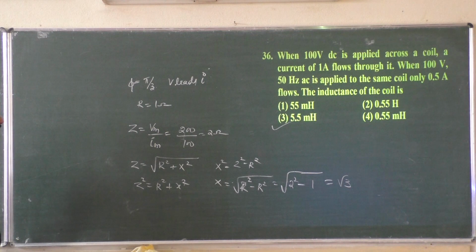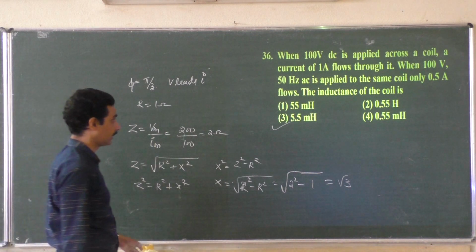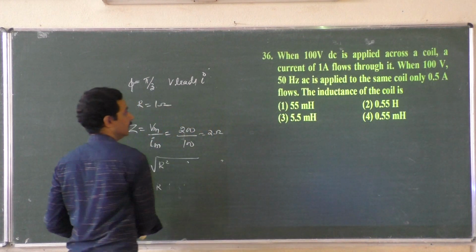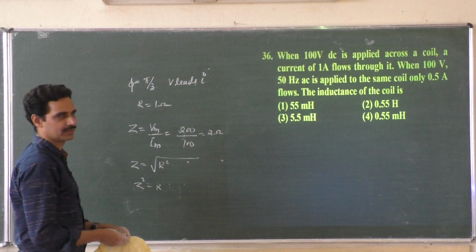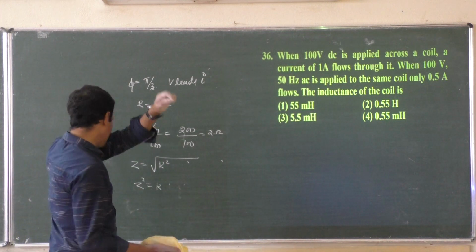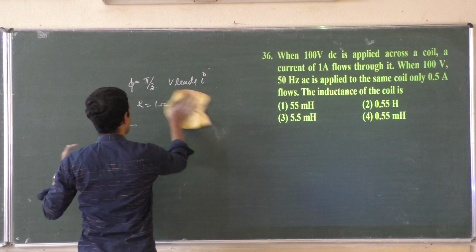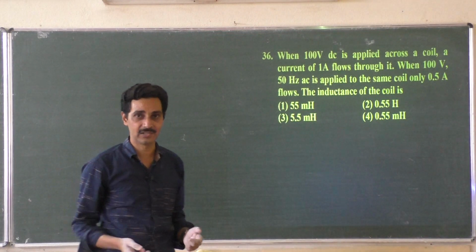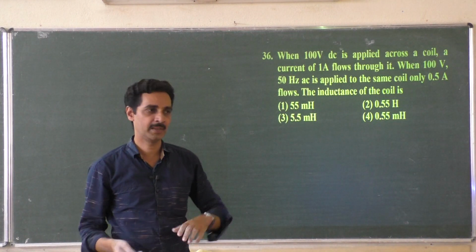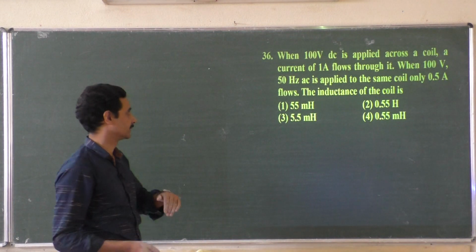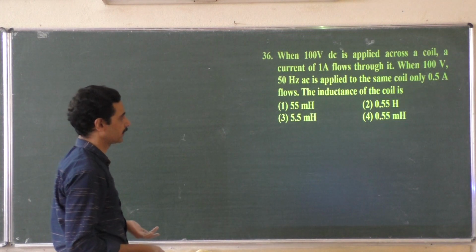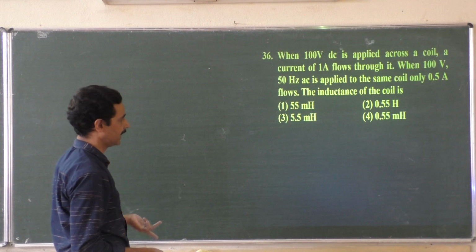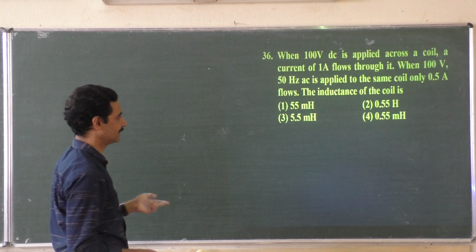36. When 100 volt DC is applied across a coil, a current of 1 ampere flows through the circuit. Okay. I think we have worked out this type of problem, right? In a coil, there may be both inductive effect and resistance effect. A coil is an RL circuit, resistance inductive circuit. It may contain resistance as well as inductance. When a 100 volt 50 Hz AC is applied, current is 0.5. Then inductance of the coil is.